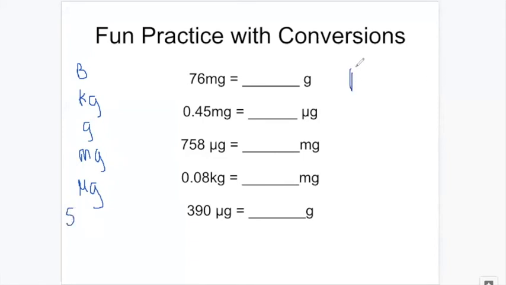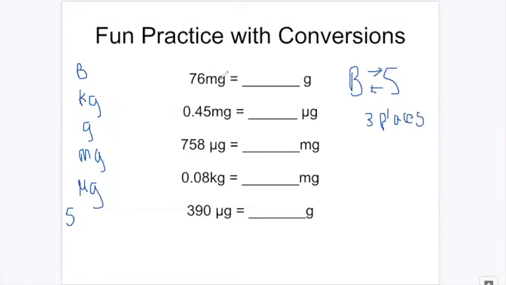All right, and I always like to write in the BS rule, right? So if you're going from bigger to smaller unit, you move the decimal to the right. If you're going from smaller to bigger, you move it to the left, and you always go 3 places.